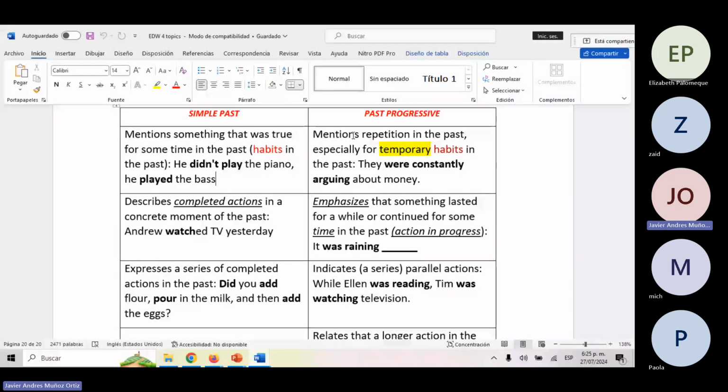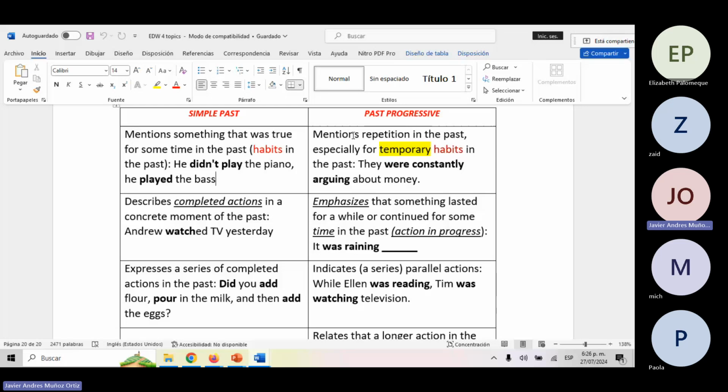Instead, with simple past tense, this habit lasted for, I don't know, 5 years, 10 years, a full life, something like that, okay? This is the difference between past simple and past progressive. They talk about habits in the past, so something that lasted for a period of time in the past. But the difference is in terms of the period of time, because one lasts more time than the other.